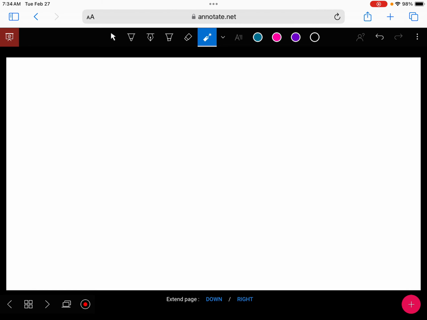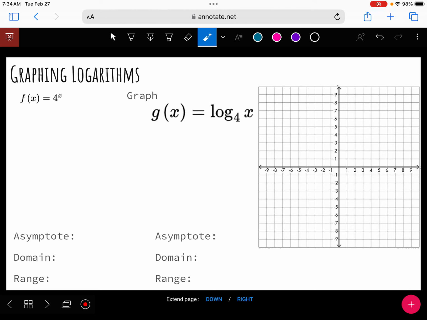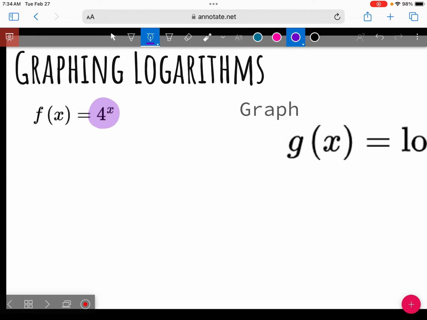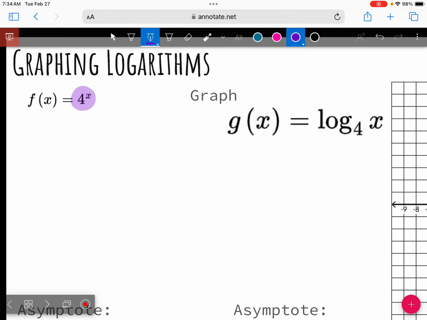All right, let's look at the next one. Here we have 4 to the x and log base 4. So we use 4 to the x to make log base 4. I'm not going to graph the 4 to the x this time so that we don't wind up with a super complicated paper. But I still need to make the table for 4 to the x, because we use that to make our table for log base 4.